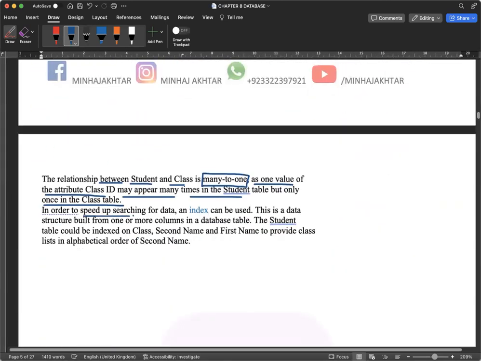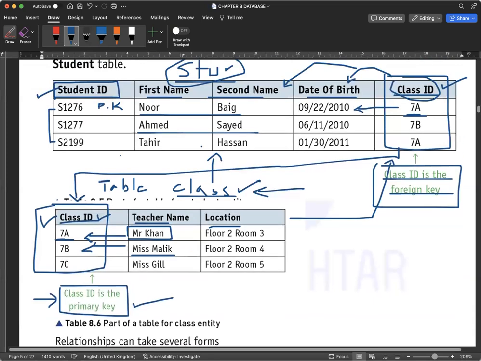In order to speed up searching for data, an index can be used. This is a data structure built from one or many columns in a database table. The student table could be indexed on class, second name, first name to provide a class list in alphabetical order of second name. Indexing means that you sort your data alphabetically or numerically. So in this way, you manage your data. Like Ahmad Saeed, this name comes first because it starts with A. So indexing is also possible, but it doesn't affect your database. It makes your database easy to read.